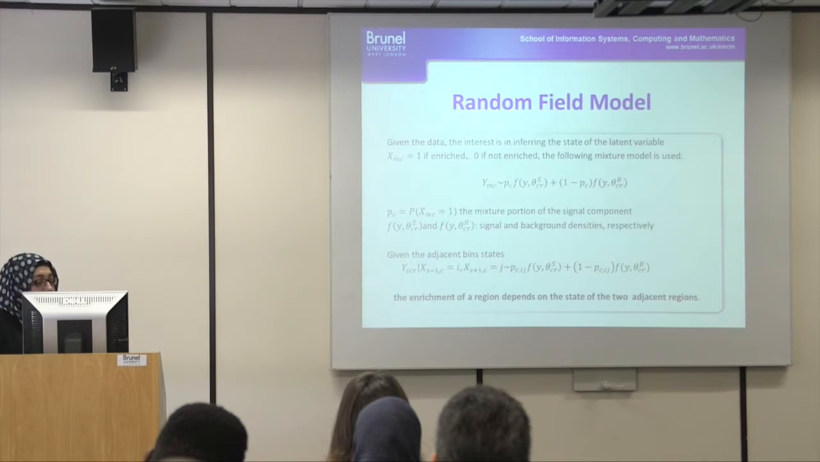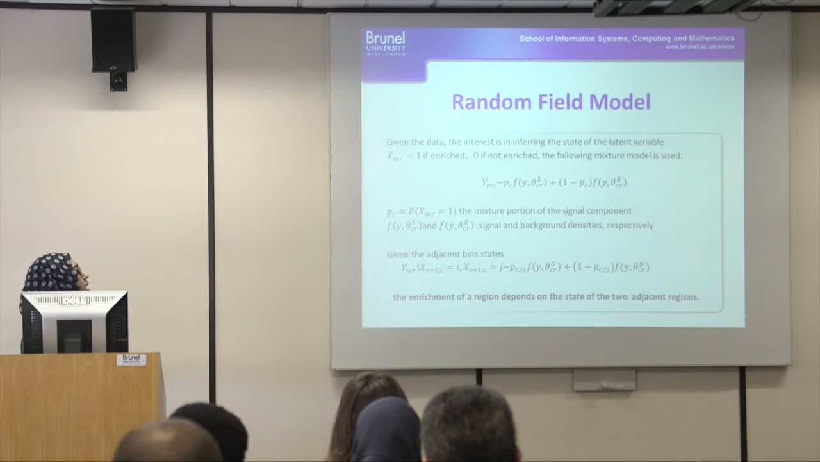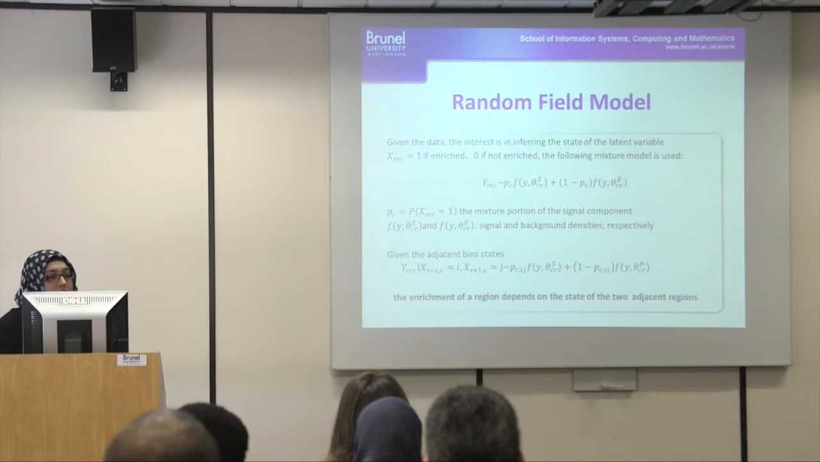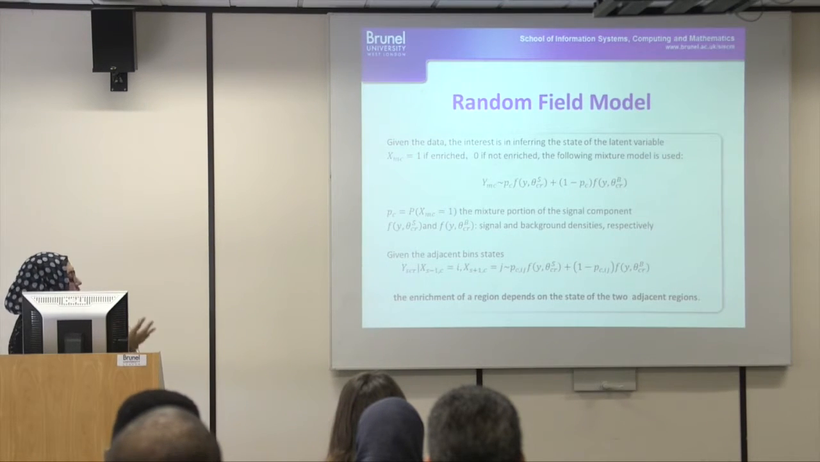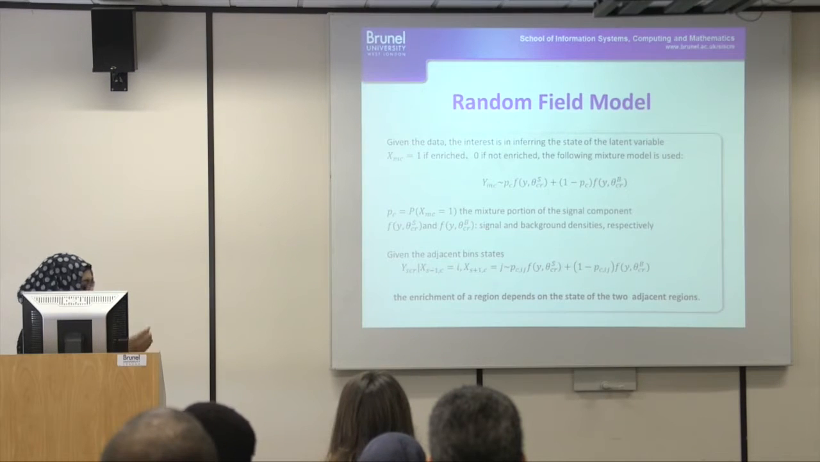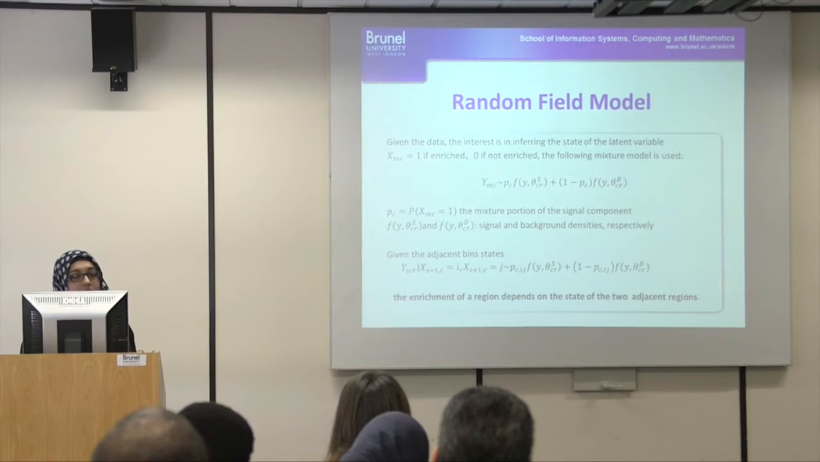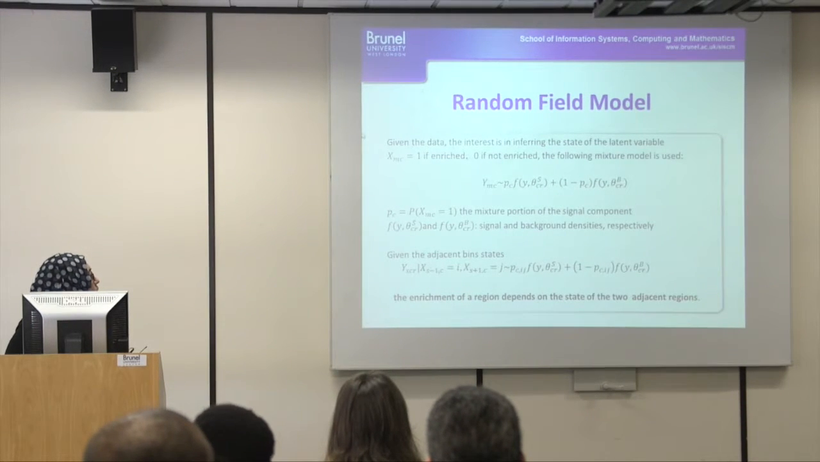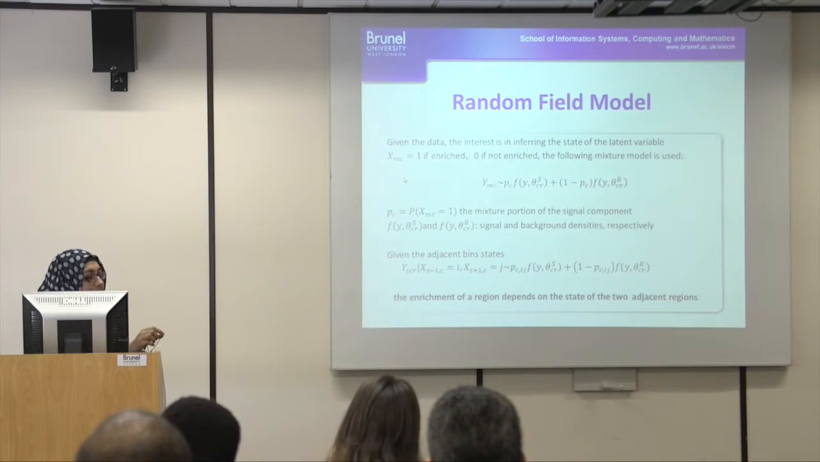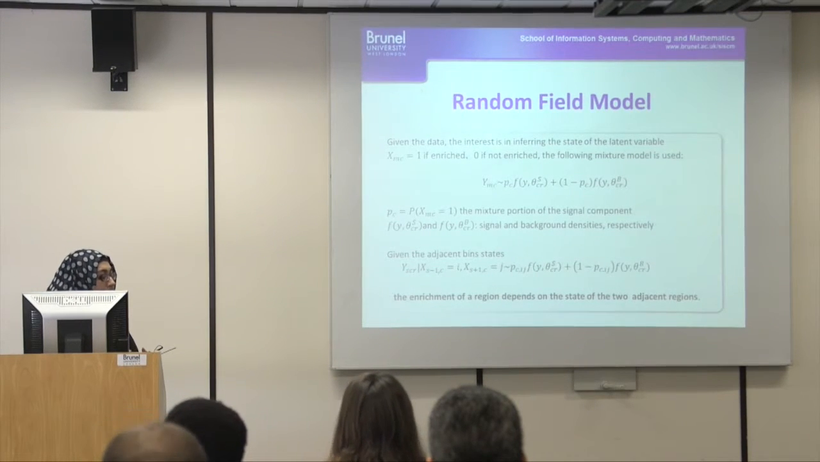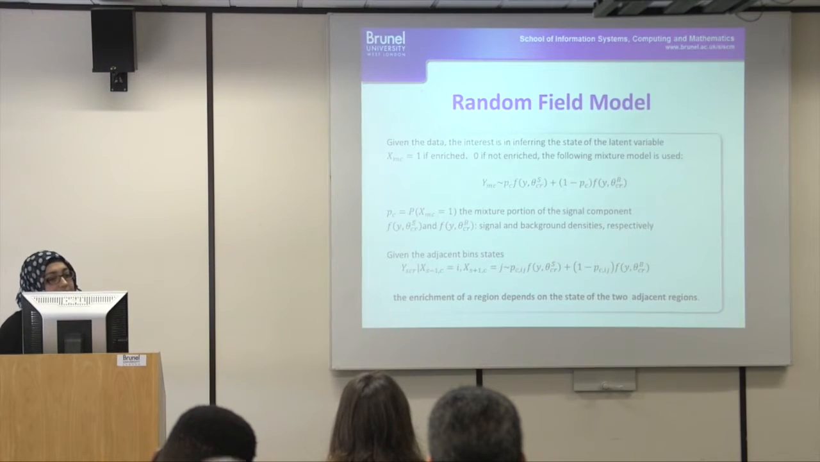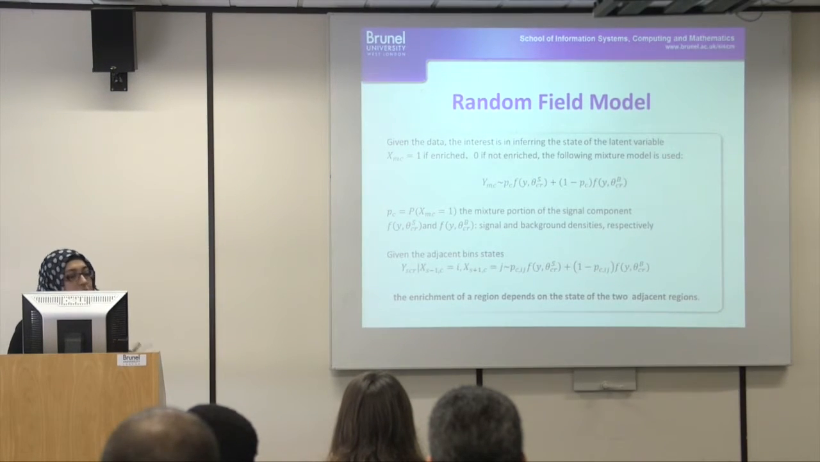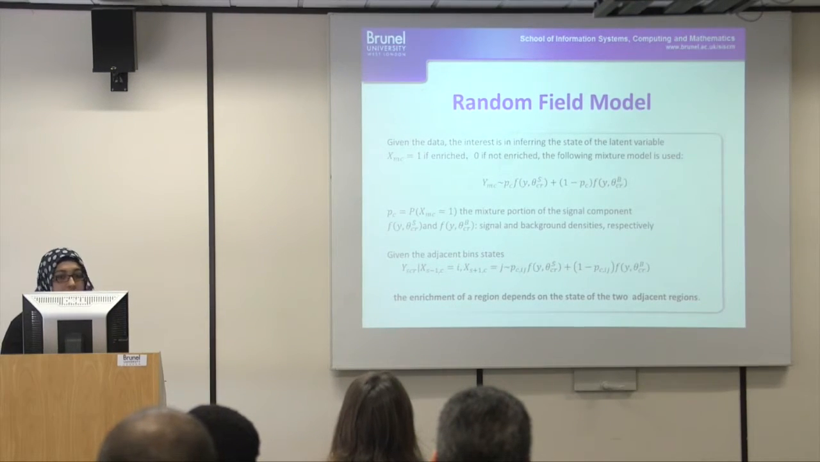To address this issue, we have adapted a random field model to model our ChIP-seq data. Basically, first of all, a general idea of how you see whether a bin is enriched by the protein. For example, for the m-th bin, you want to know whether it is enriched by the protein of interest or not, which is a latent variable called x. So you want to know whether x is 1, which is enriched, or x is 0, which is not enriched.